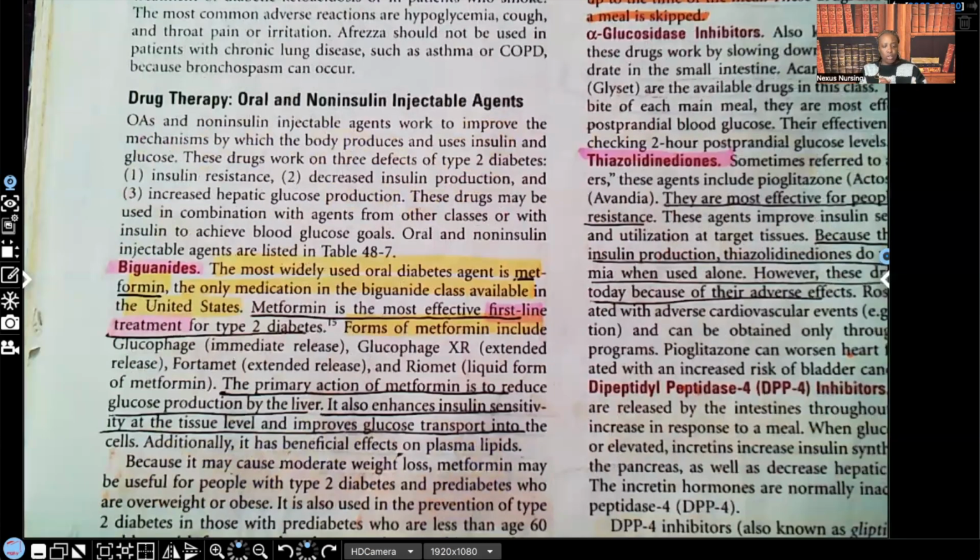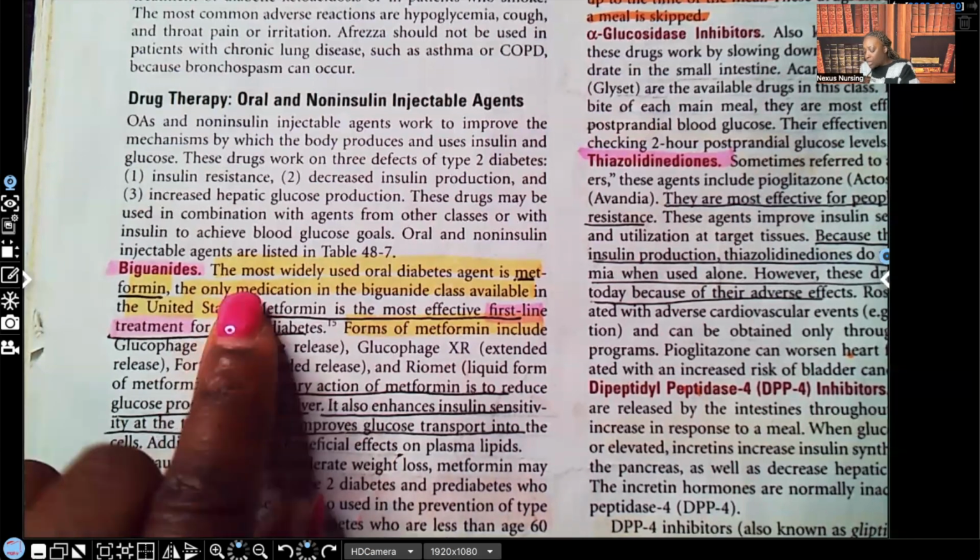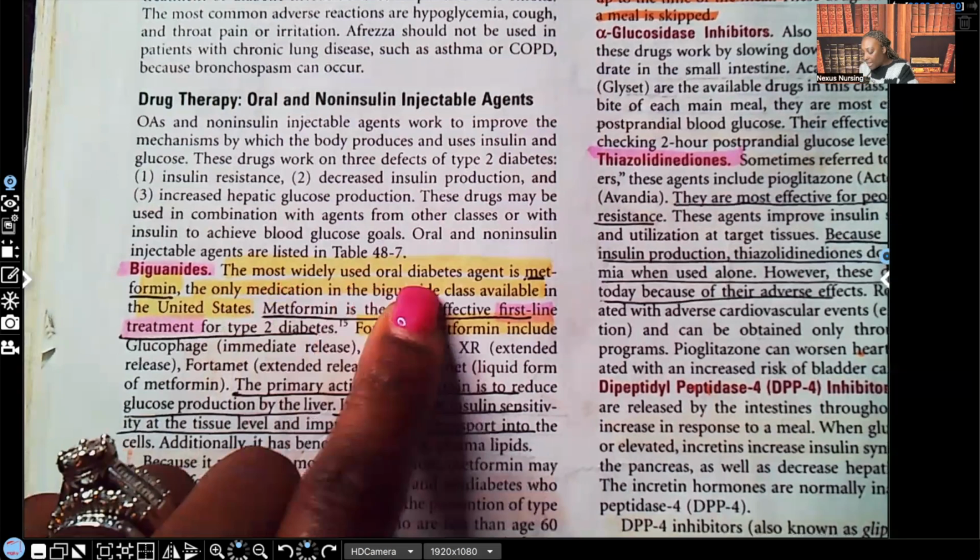Remember, guys, I told you we always do a step-by-step approach. We're always going to teach that patient diet and exercise. If that is not enough to get their blood sugar regulated, we're going to start with oral hypoglycemics. And if unfortunately that doesn't work, that's when we go to insulin. So let's talk about those oral hypoglycemic agents. The first one we're going to talk about are our biguanides. These are the most widely used oral diabetic agents.